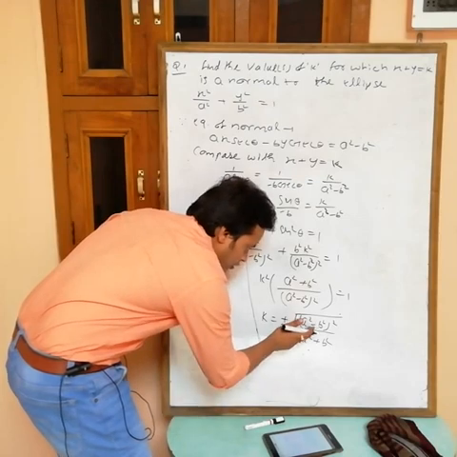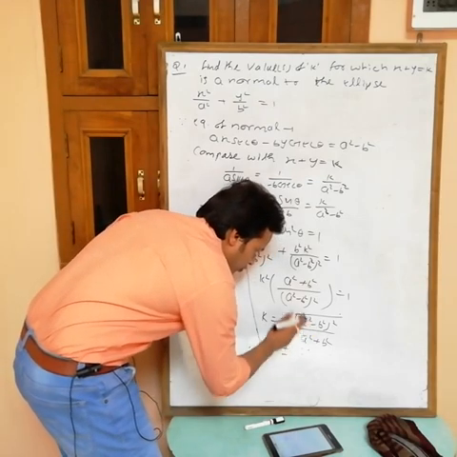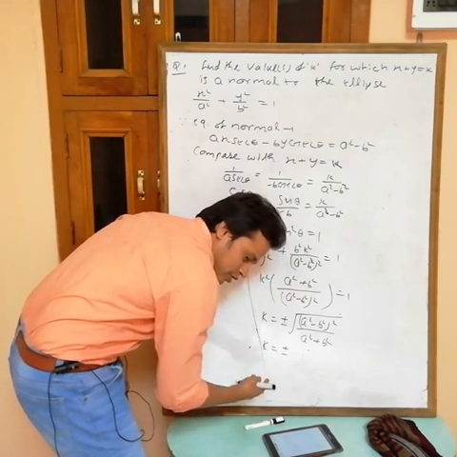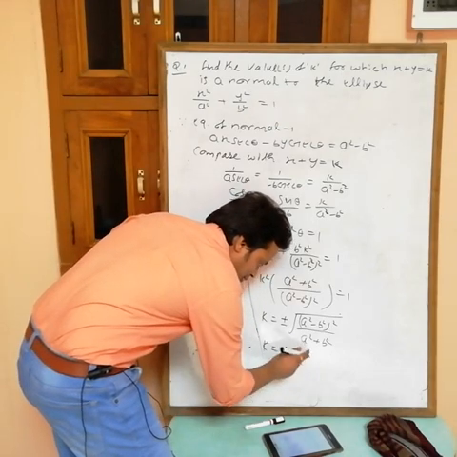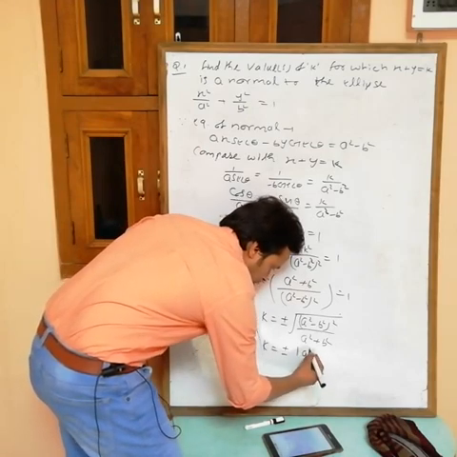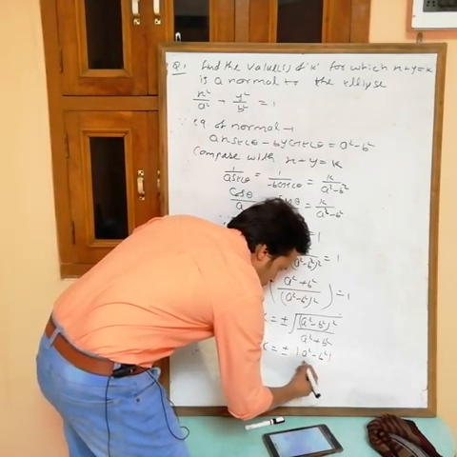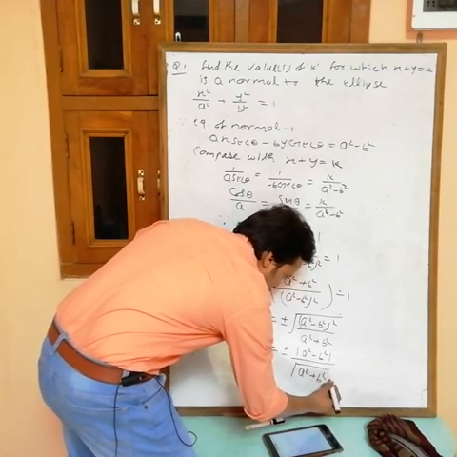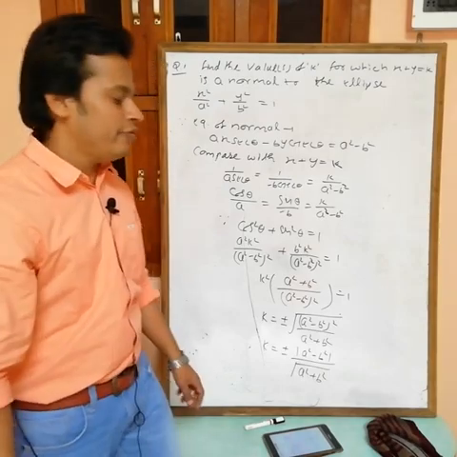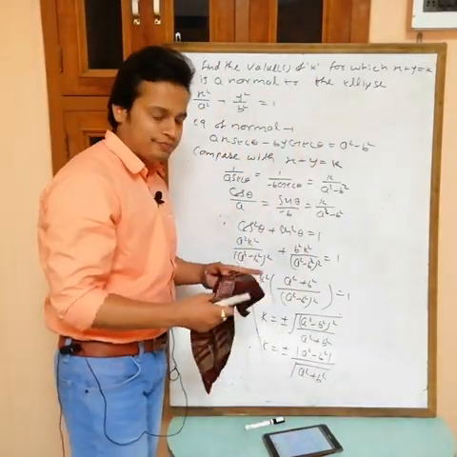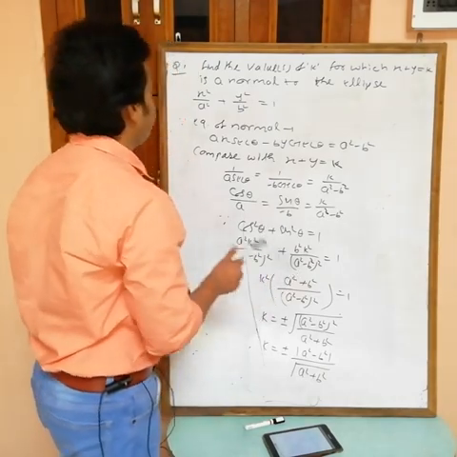Again, if you want to write this without root, then root over a square minus b square whole square is a square minus b square, but with mod, because sometimes b square may be greater than a square. So it is a square minus b square by root over a square plus b square. Okay, so these are the values of k. We are getting two values of k. Okay? Okay, write down.